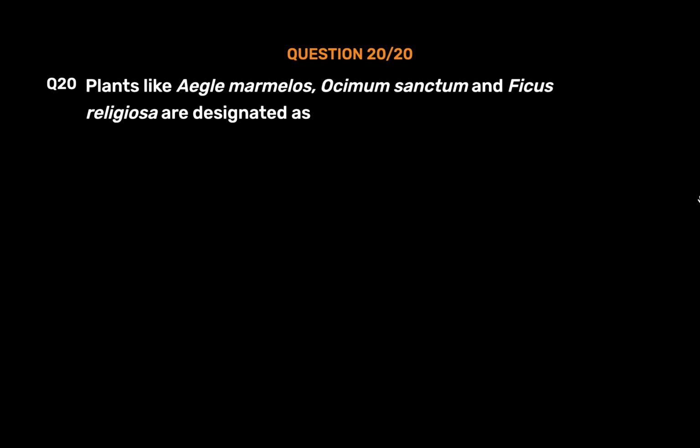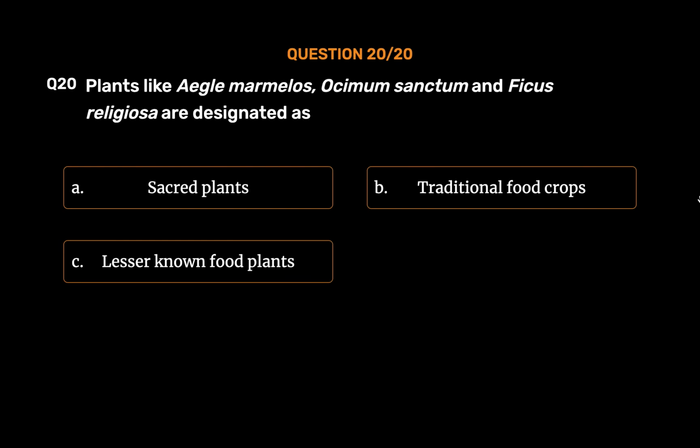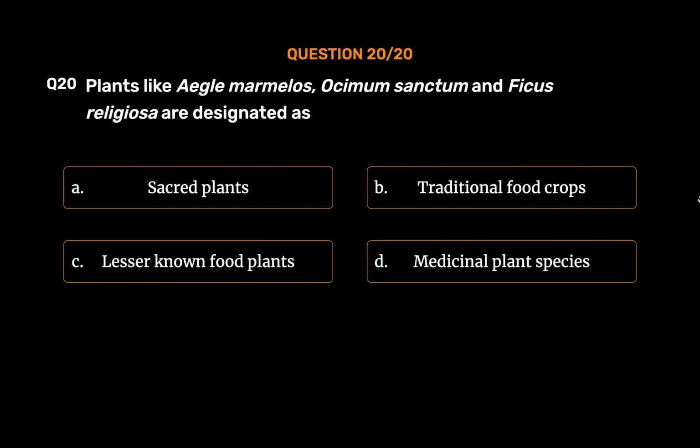Question number 20. Plants like Aegle marmelos, Ocimum sanctum and Ficus religiosa are designated as Option A, sacred plants. Option B, traditional food crops. Option C, lesser known food plants. Option D, medicinal plant species. The correct answer is option A.